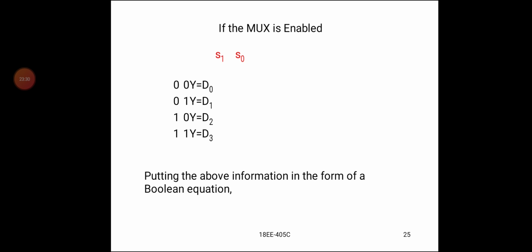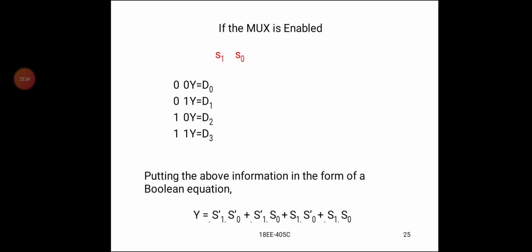If the mux is enabled, with select lines 0 0, the output y equals D0. If 0 1, then output y equals D1. If it is 1 0, y equals D2. If it is 1 1, y equals D3.